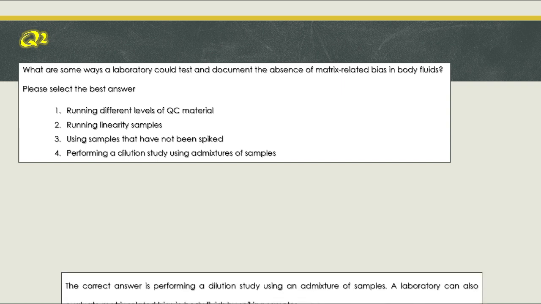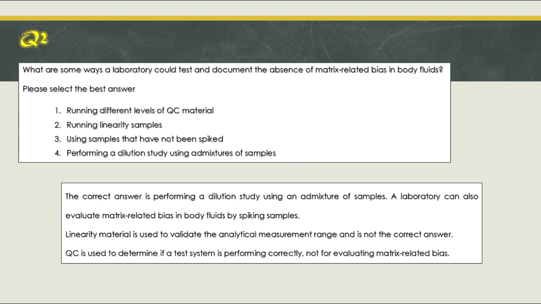The correct answer is performing a dilution study using an admixture of samples. A laboratory can also evaluate matrix-related bias in body fluids by spiking samples. Linearity material is used to validate the analytical measurement range and is not the correct answer. QC is used to determine if a test system is performing correctly, not for evaluating matrix-related bias.